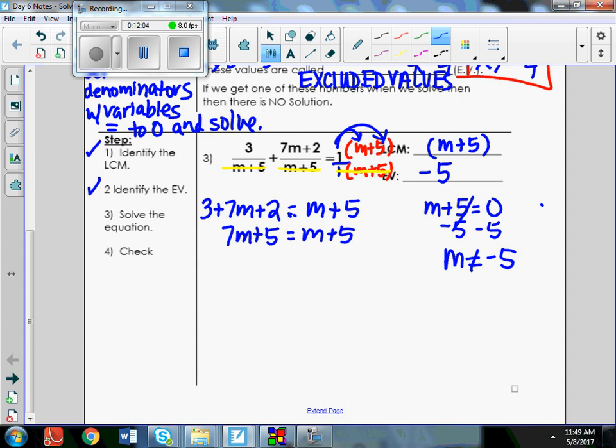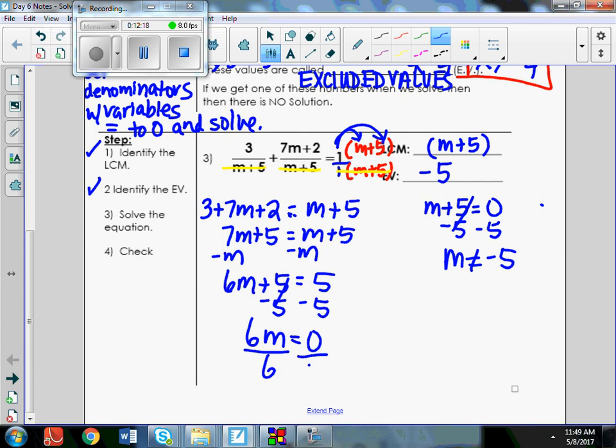Okay, so now we're going to move our m's together. 6m plus 5 equals 5. Subtract 5. 6m equals 0. Divide by 6. And m is equal to 0. Okay, so it's good to see a 0 answer once in a while because it looks kind of weird. But 0 divided by 6 is just 0.